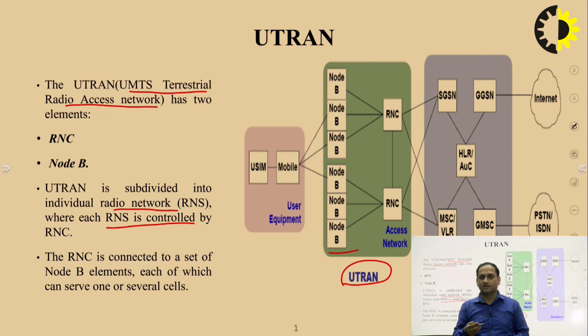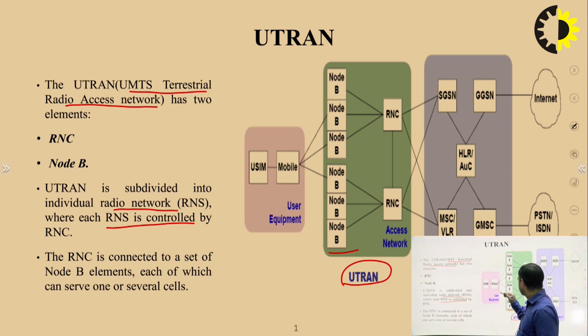At some places we use low power node Bs, and at some places we use high power node Bs. If we have an urban area which is very congested, in that case low power node Bs can be utilized. If we have a rural area kind of environment, we can use the different high power node Bs, right?